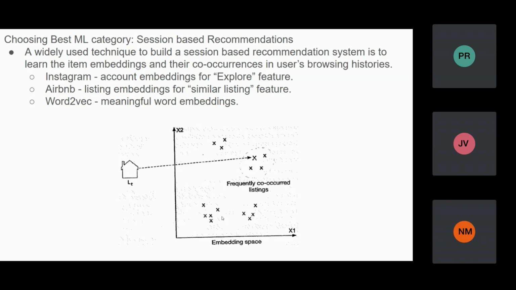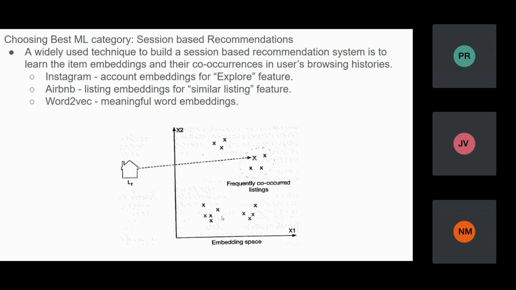So we are choosing session-based recommendations as our choice for the ML category. It's a widely used technique to build a session-based recommendation system: learn the item embeddings and their co-occurrences in a user's browsing history. A session-based recommendation system aims to predict the next item given a sequence of recent items browsed by the user, and users' interests are context dependent and evolve fast. So a good recommendation heavily depends on the user's most recent interaction and not the generic interest.